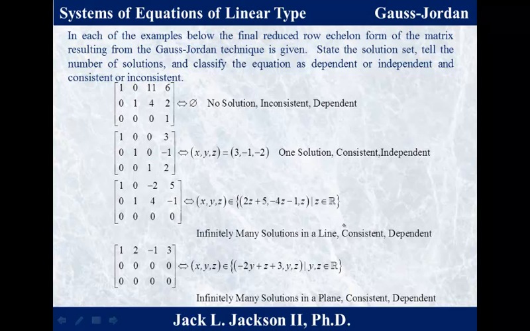Okay, the first one, notice the last line. It says 0 equals 1. That's not possible. So this is an inconsistent system. It is dependent, but it is inconsistent, and actually just inconsistent is really the best word to use there. And it is a no solution case.